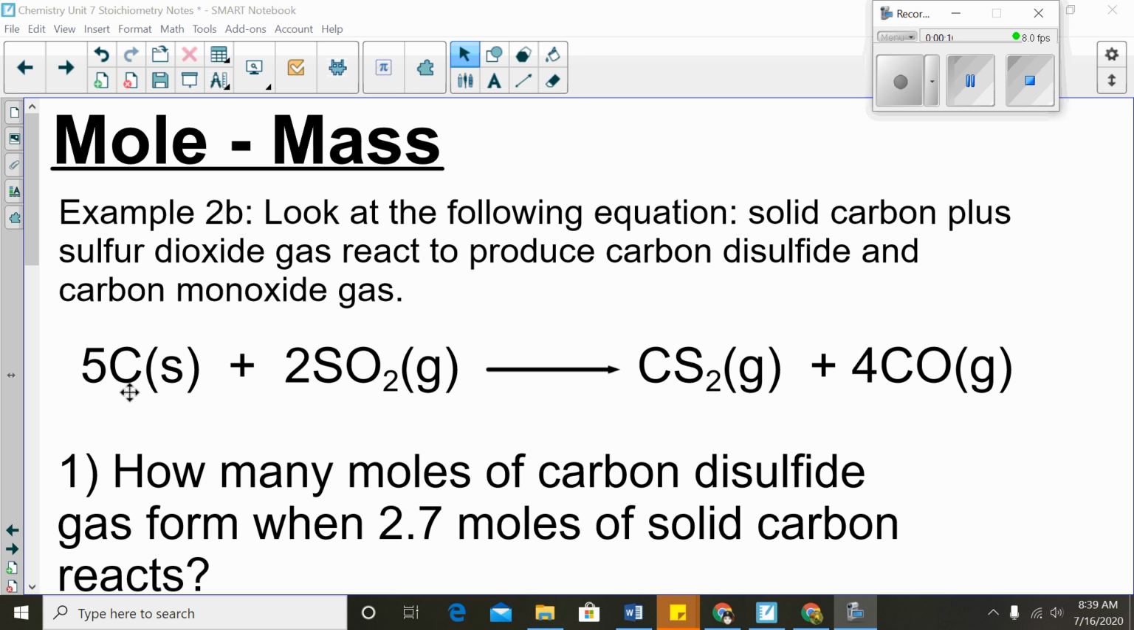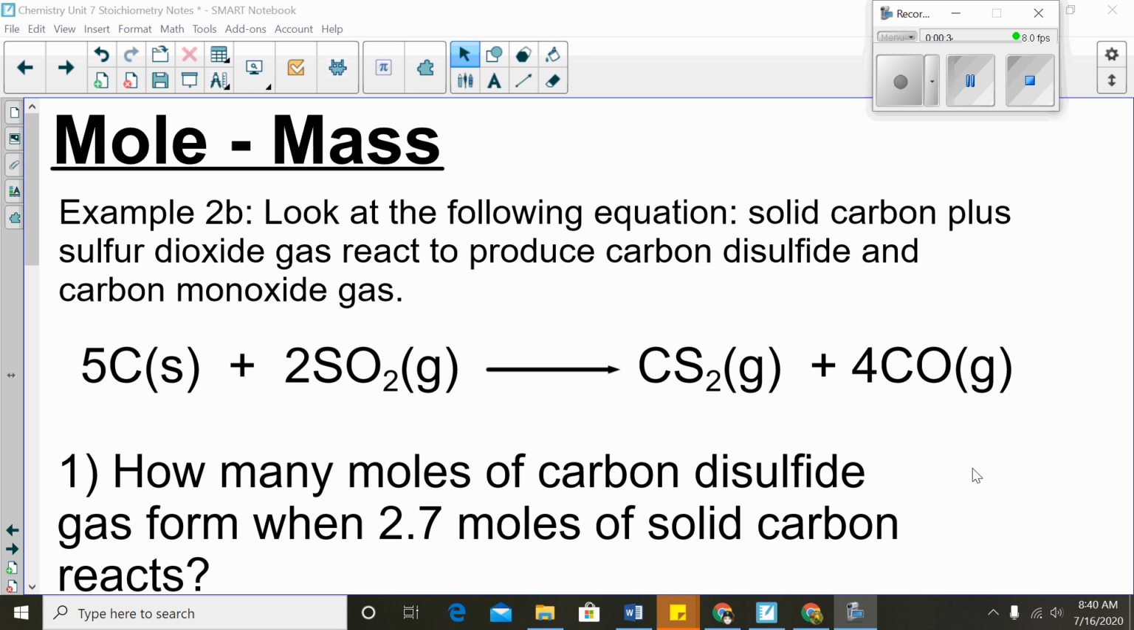Solid carbon, which is the 5C, plus sulfur dioxide gas, that's my 2SO2, react to produce carbon disulfide, which is CS2, and carbon monoxide gas, that's the 4CO. So let's look at question 1.